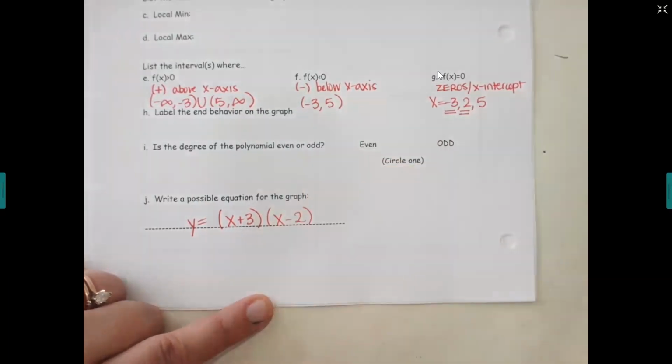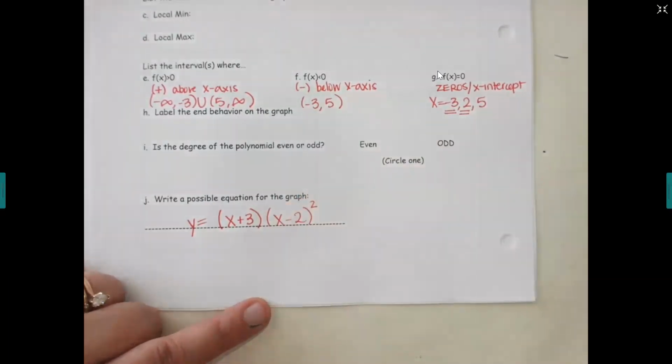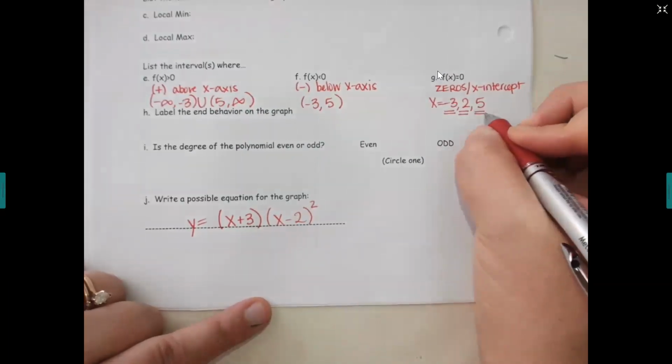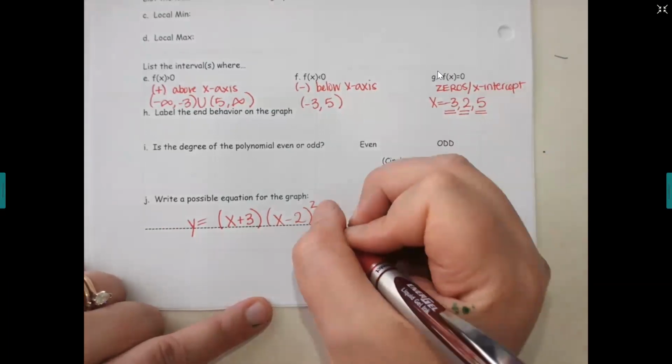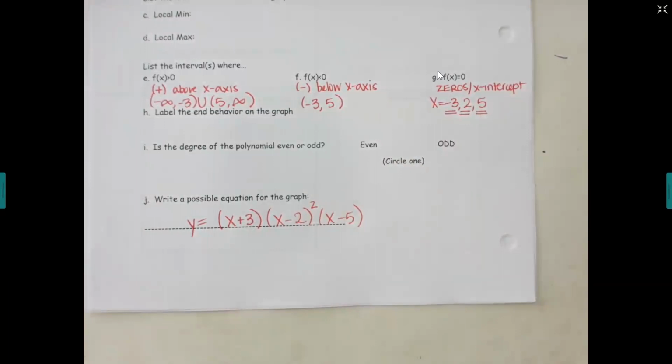Minus 2. Very good. We write it twice. So instead of writing it twice, I'm going to put a squared on it. But if you put it twice, that's the same thing. Okay, then 5 is an answer. What does the parentheses need to say? Minus 5. Very good. Okay, that would be a possible equation for the graph.